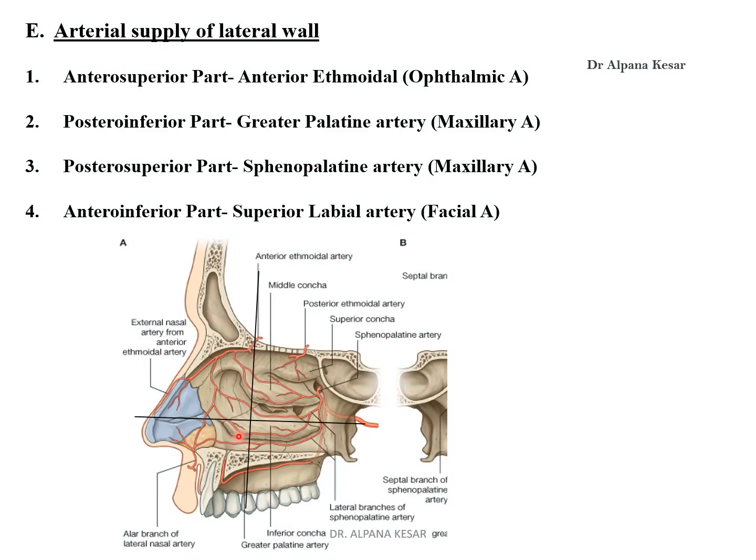An anteroinferior compartment gets its blood supply from the superior labial artery, which is a branch of facial artery. Superior labial artery supplies the upper lip and gives a branch that will supply the anteroinferior part of the lateral wall of the nose. The maxillary artery and facial artery are branches of external carotid artery. Ophthalmic artery is a branch of internal carotid artery.